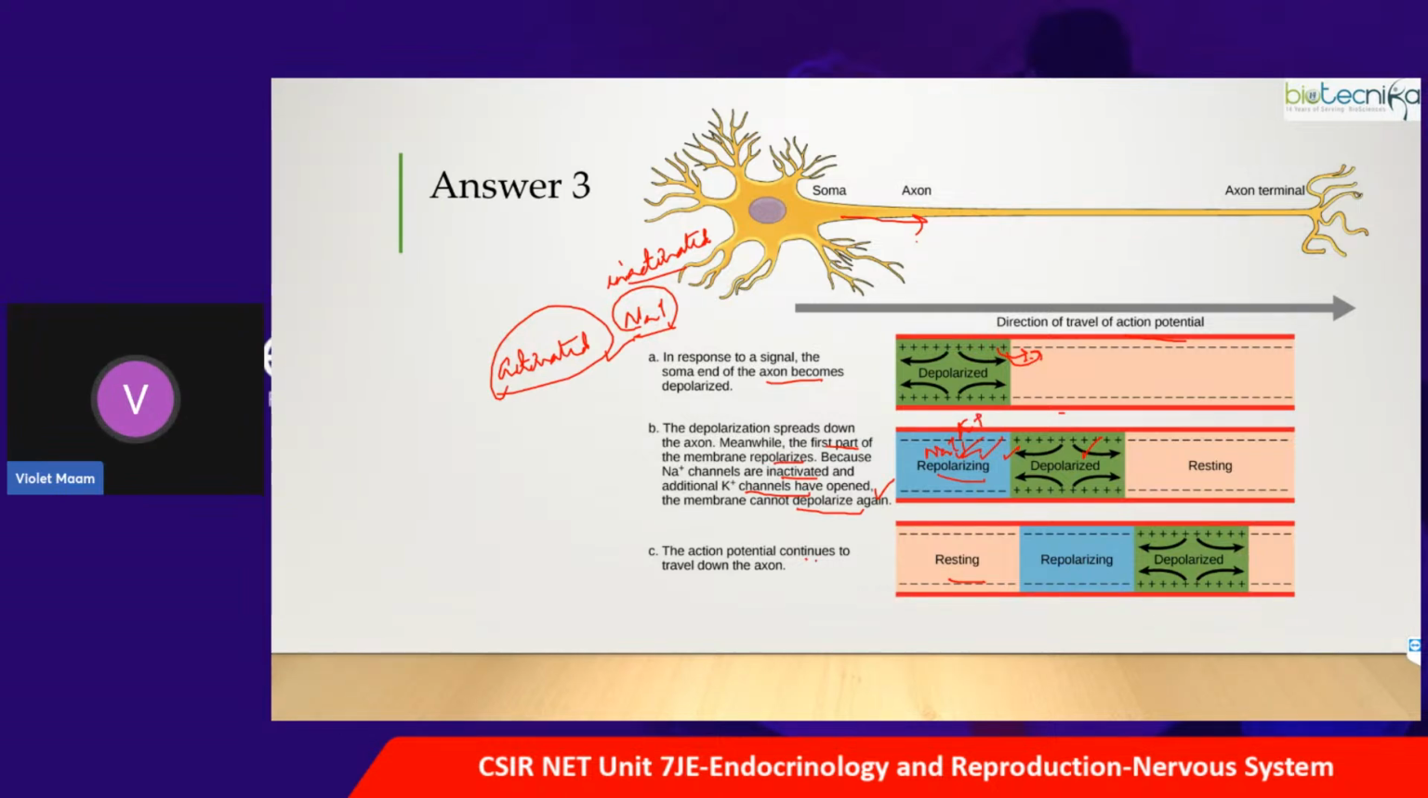So the action potential will continue to travel down the axon only. Okay, because again this will be in the repolarizing phase. Okay, then depolarization. Clear? So that is why at the same time two different action potentials cannot pass. Clear for everyone till here?